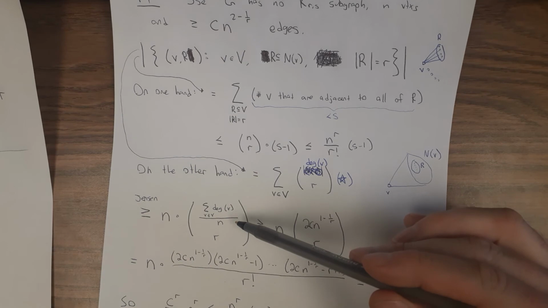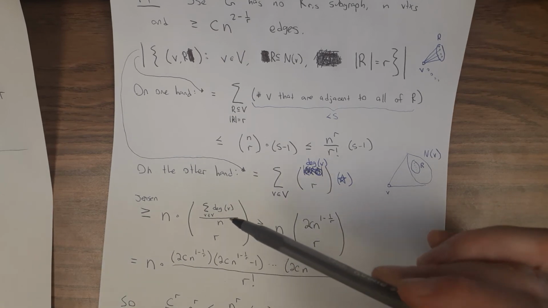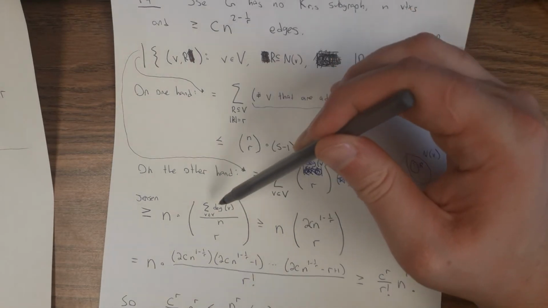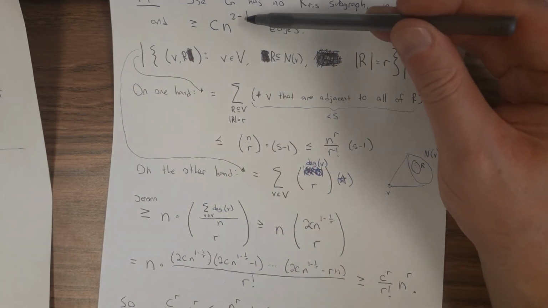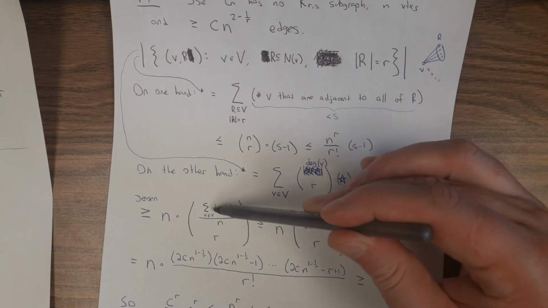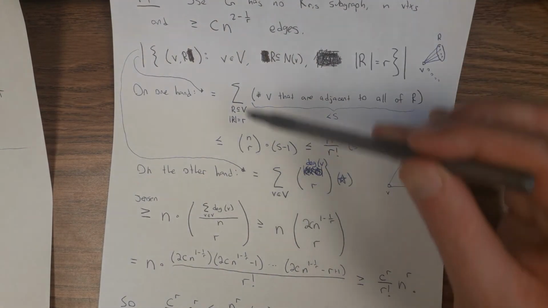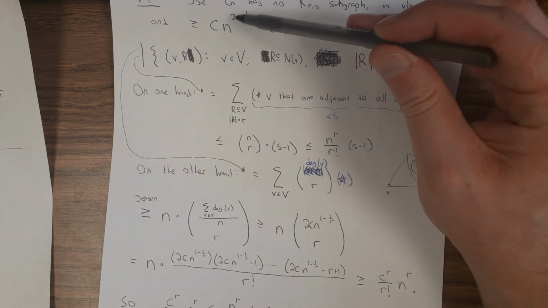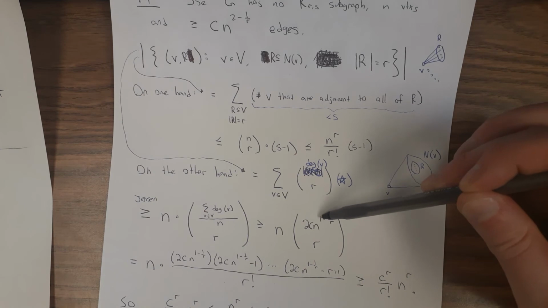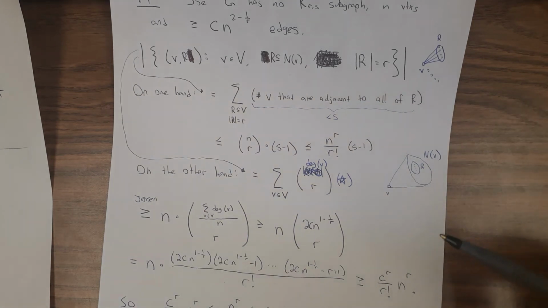So now that we're through with that, just remember, of course, the degree sum is just 2 times the number of edges. So this degree sum, we said that there were this many edges, so this is 2 times this, and this has an n to the 2, and I'm dividing by this n, so this becomes n to the 1 minus 1 over r.